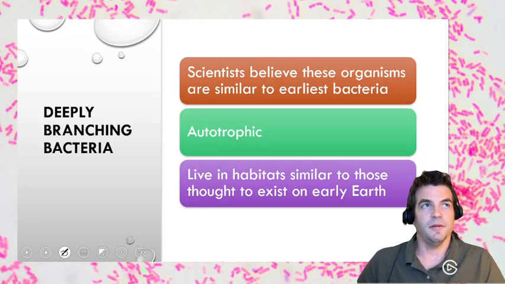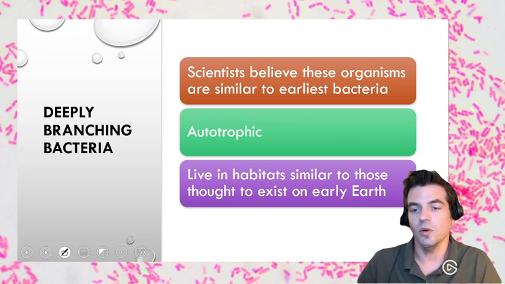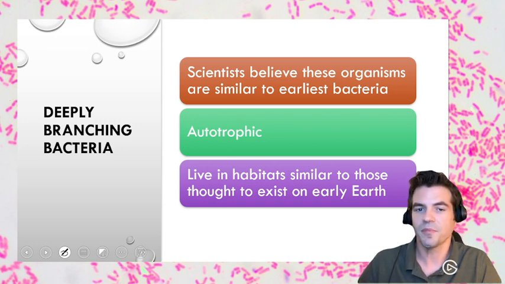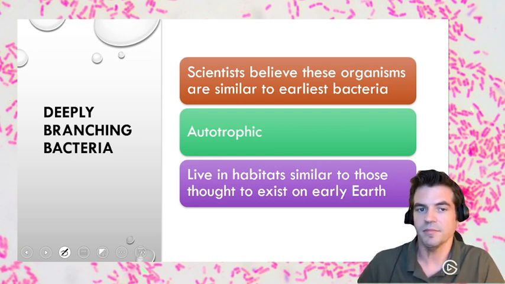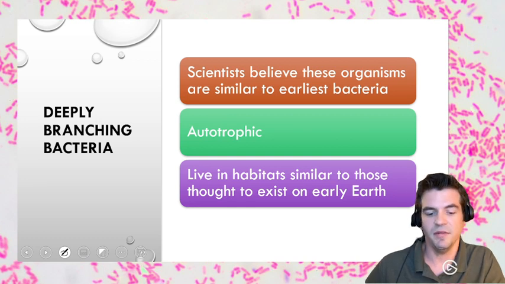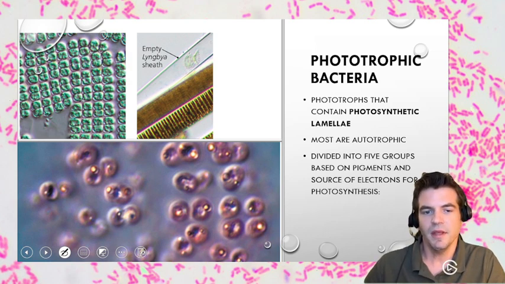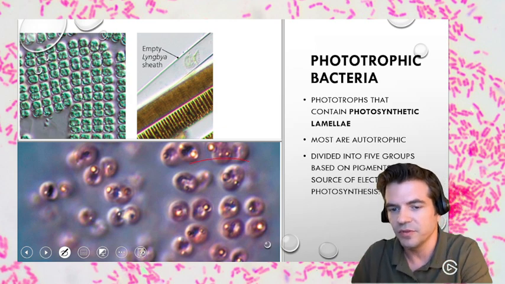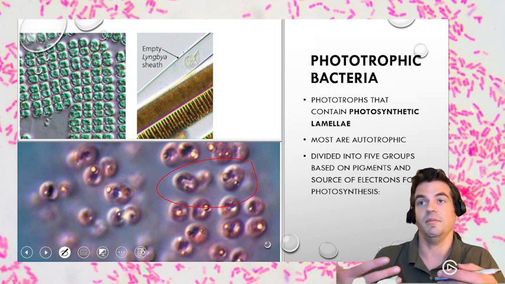Archaea can be organized into deeply branching bacteria or into phototropic bacteria. If they are deeply branching bacteria, scientists believe they are similar to the earliest bacteria, and they live in habitats similar to the ones found on early Earth. And there's also phototropic bacteria. These are purple sulfur bacteria, and a few other groups that you would be interested in if you were going into further microbiology.